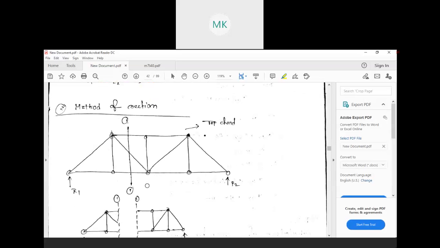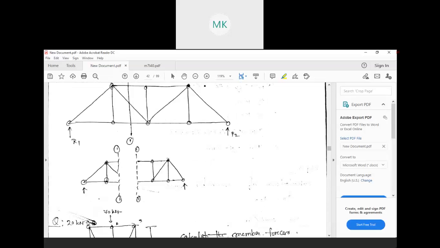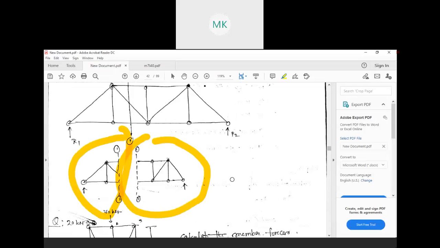Next is the method of sections. In this method, we divide the truss by cutting it at some point. Here, as you can see, we cut the section along this line. After cutting, it looks like this: one part like this, and one part like this. When we solve a numerical, you will easily understand how to go step by step.